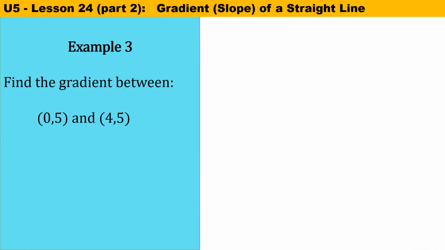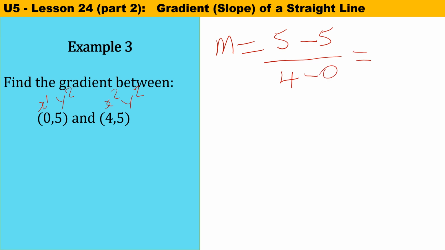So here we need to find the gradient between (0, 5) and (4, 5). First thing that you do is to label your coordinates or label your points. So we have x1, y1, then we have x2 and y2. So now we go ahead and we fill in m equal to 5 minus 5 over 4 minus 0 equal.